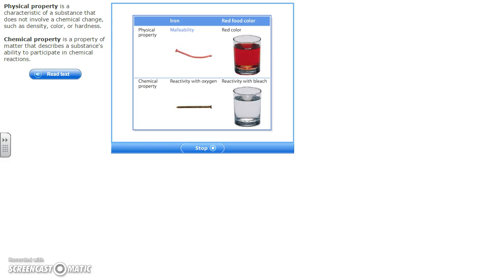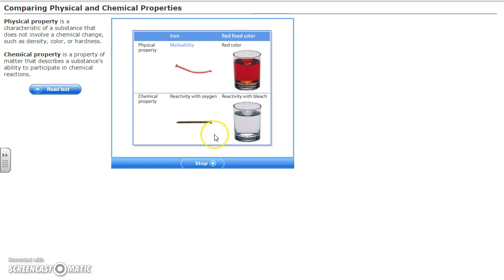The ability of an iron nail to be bent is a physical property called malleability. The rusting of iron is a chemical change. Iron's reactivity with oxygen to form rust is a chemical property. The food coloring in this water is red. Color is a physical property. Adding bleach to the solution changes the chemical composition of the dye, and it is no longer red. The ability of bleach to make other substances colorless is a chemical property.